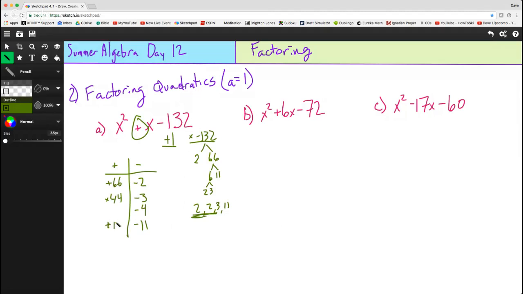All right, good. I found my numbers: positive this and minus this. So my answer is x plus 12 and x minus 11. Okay, I'm going through these fast because all you want is the examples.